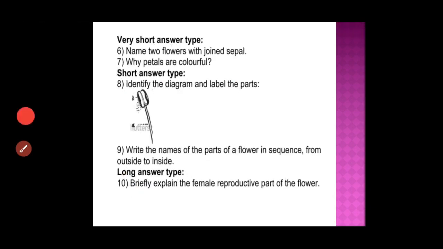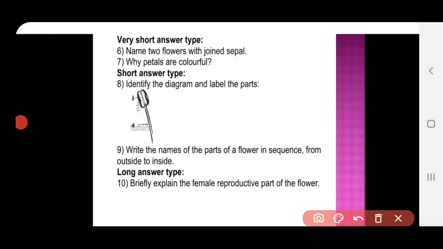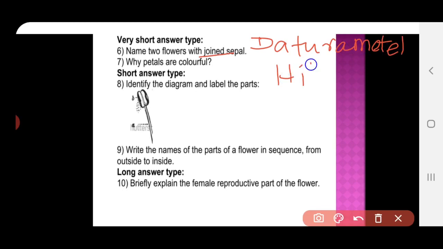And next, it is very short answer type. Here, sixth question, name two flowers with joined sepal. So joined sepal is the green, leaf-like structure present on the outside of the flower. So the examples are datura and hibiscus. You can observe the joined sepal. And seventh question, why are petals colorful? So petals are colorful to attract the birds and insects, and this may help them in pollination.